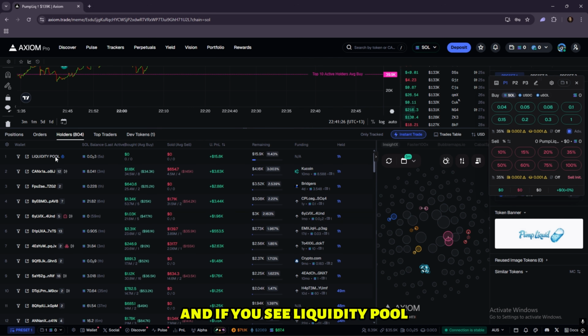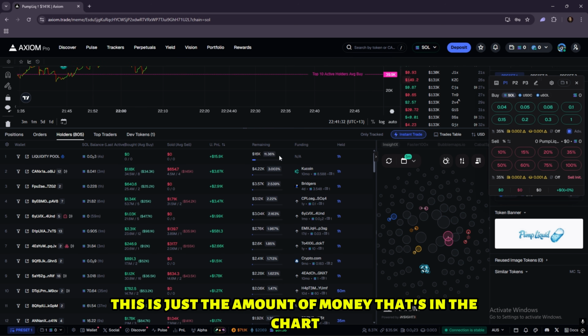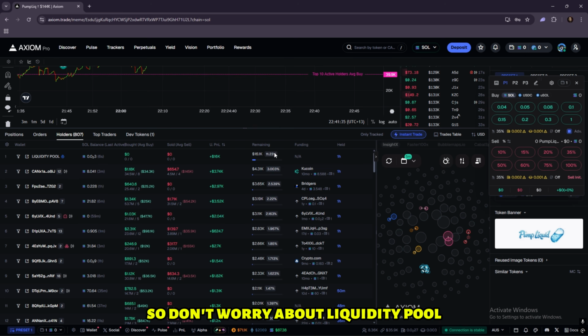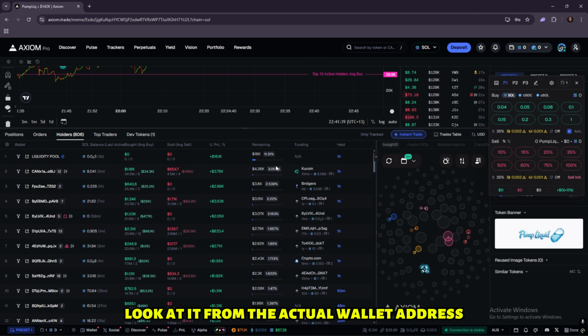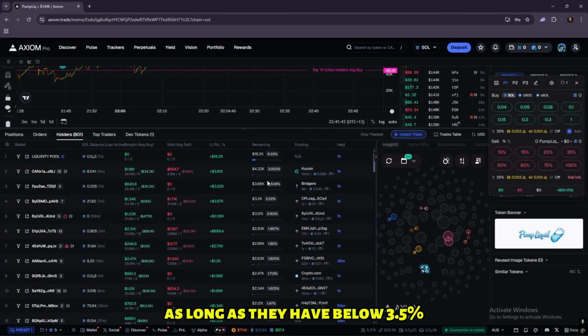And if you see liquidity pool, if you don't know what liquidity pool is, this is just the amount of money that's in the chart. So don't worry about liquidity pool. Look at it from the actual wallet address. As long as they have below 3.5%, it's good.